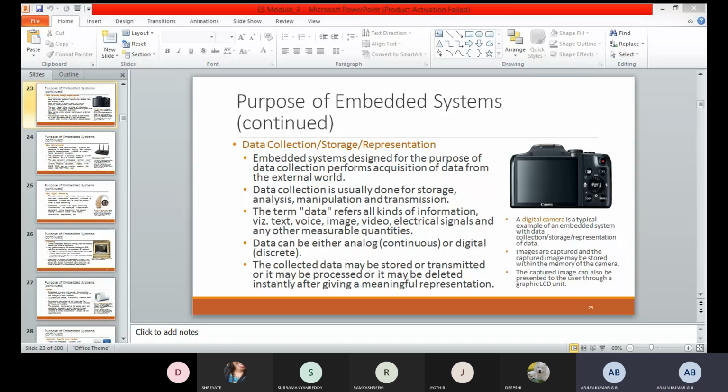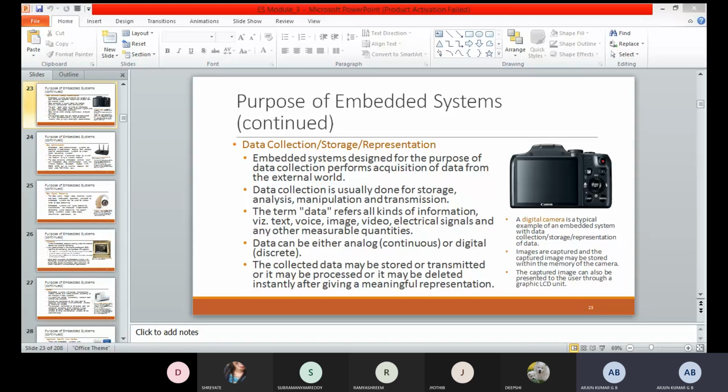You can observe it in the slide also. It is a good example for data collection, storage, and representation. Here the images are captured, and the captured image will be stored in the memory, and these images will be represented by using some display system. That is called data collection, storage, and representation.